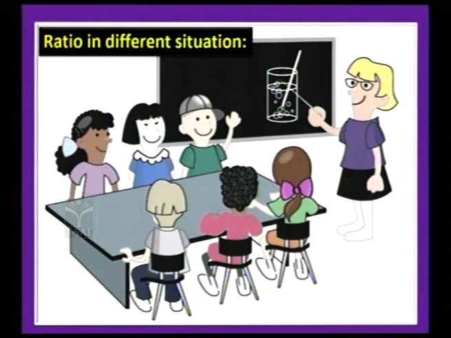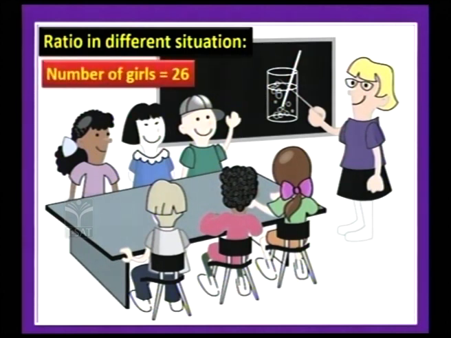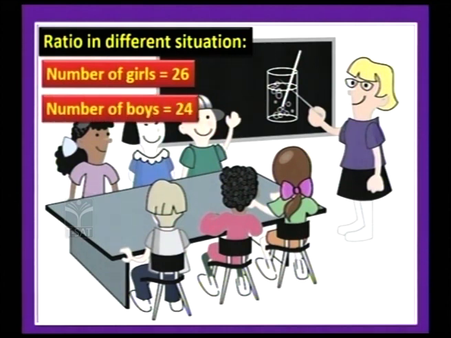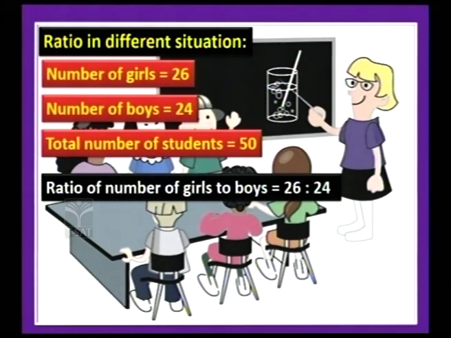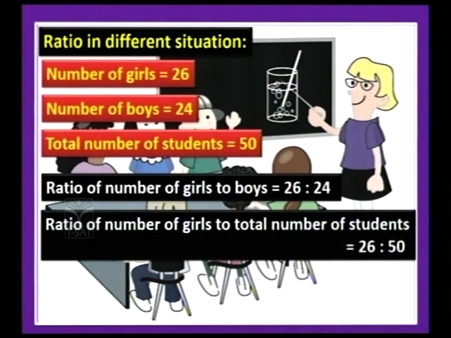Yes. Now let us take a situation of how to find a ratio. Okay. Now let us take a classroom example, children. There will be girls as well as boys in our class, right? Let us consider the number of girls in the section as 26 and the number of boys as 24. Therefore, what is the total number of students in the class, children? That's right, 26 plus 24, which is 50. Now let us try to find the ratio of girls and boys. That is 26:24.